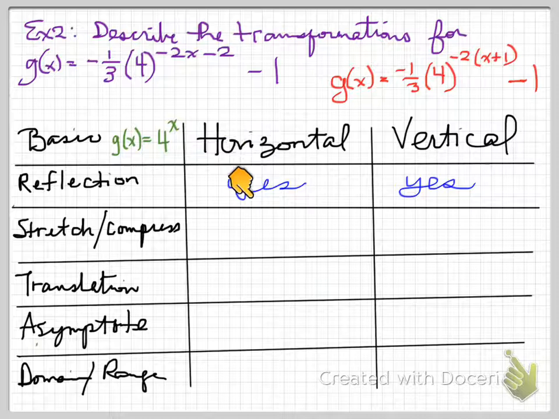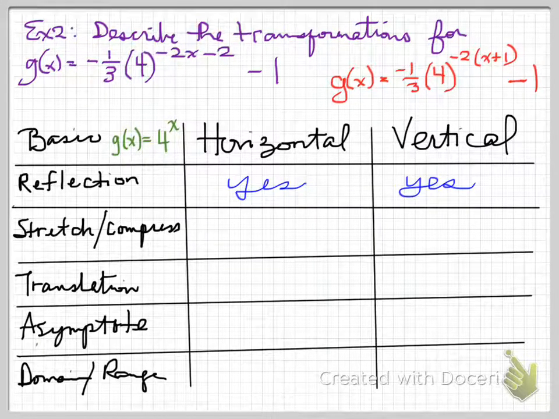Horizontally, is there a reflection? Yes, there is. Up here is the horizontal. That's our K value. Our K value is negative. That's horizontal. So yes, there's a reflection horizontally. Next, we look at vertically. That's our A value. A value is negative. That means there was a vertical reflection as well. So yes, there is both a horizontal and a vertical reflection.